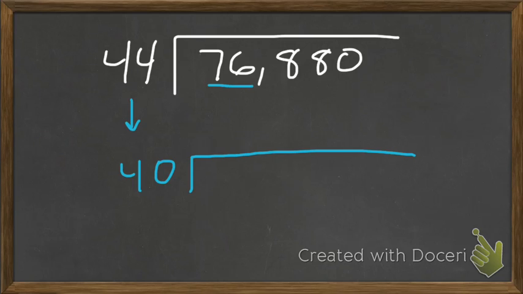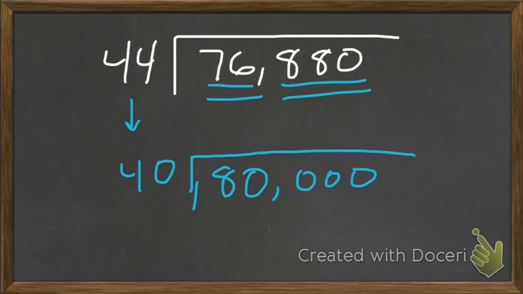Now I'm looking at just 76, not the rest of it. 4 cannot go into 76, 4 can't go into 77, but I know that 4 can go into 8. So I'm going to round off 76 to 80, which means I have to make the rest of these zeros.